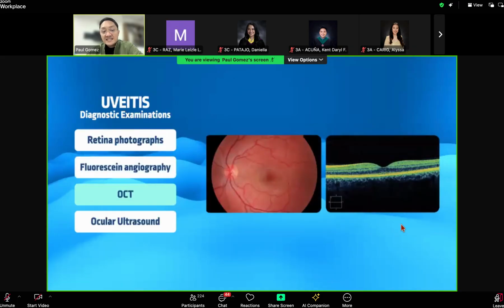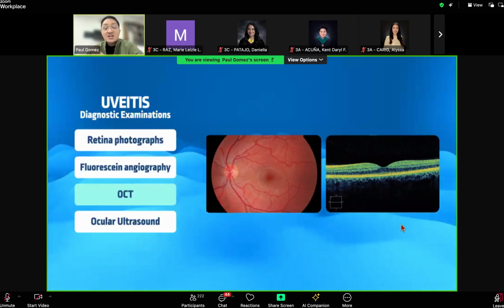And another ancillary test is OCT or optical coherence tomography. It provides an optical cross-section of the eye. So in these pictures, you can see a normal retina, and the corresponding OCT will show a smooth, curvaceous contour devoid of any edema, intraretinal deposits, nor detachments in the macular area of the eye.